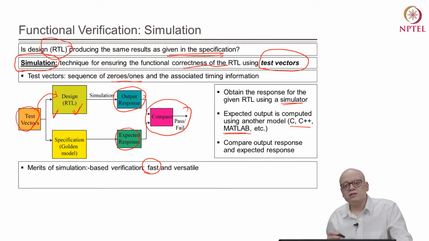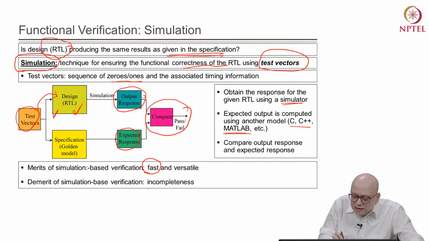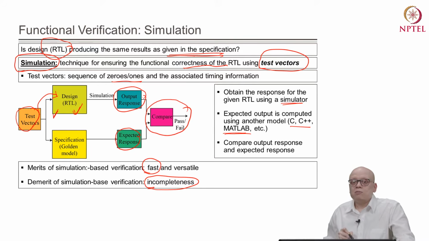But what is the downside of functional verification using simulation? This is a very simple technique, but the downside is that it is incomplete. Incomplete in the sense that the test vectors we give during simulation cannot be exhaustive. By exhaustive, I mean that if all possible test vectors are given to a simulator, then we say it is exhaustive. But for an industry scale or practical design, it is simply impossible to give all possible test vectors.